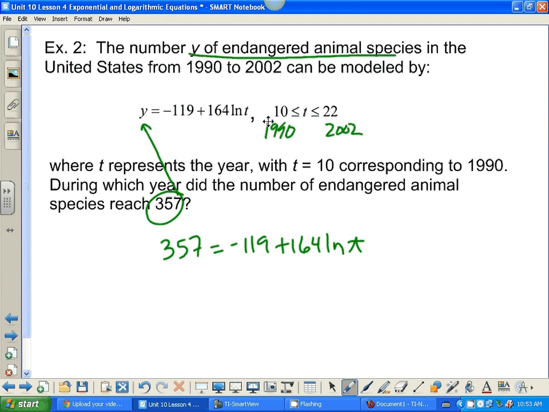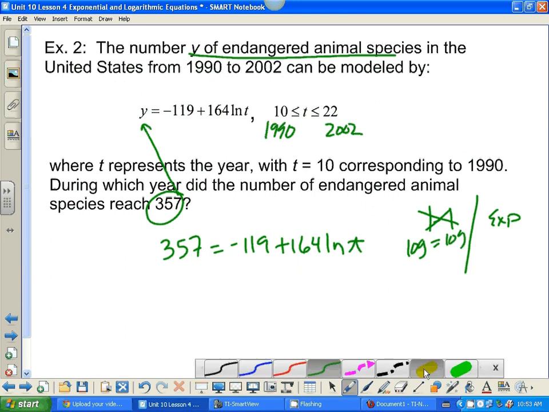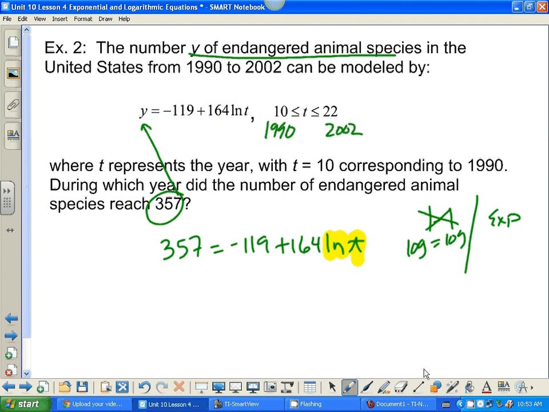Now this is a log equation. So remember, you can use the one-to-one property or you can exponentiate. By looking at the problem, there's only one log, so the one-to-one is probably not what I'm going to use because I'm not going to have a log equals a log. In order to exponentiate, however, I'm going to have to isolate the natural log of t. So I'm going to add 119 to both sides.